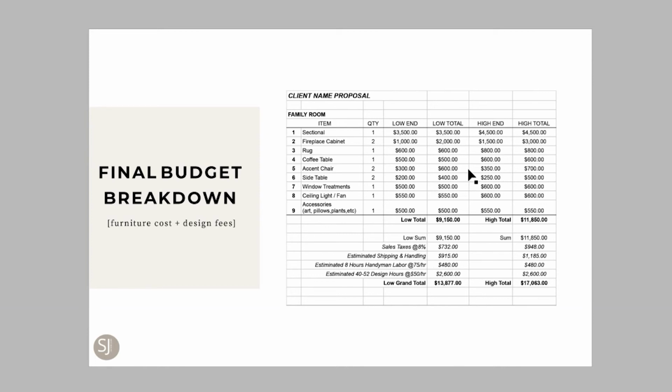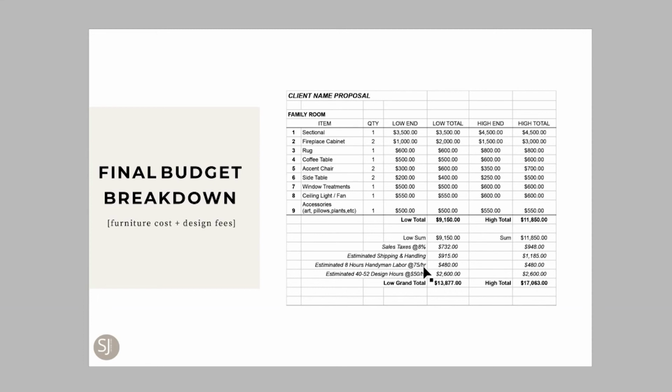I know it took me some time and some research to get some numbers right, and then you have to find out what the sales taxes for the area are, and estimated shipping and handling. I always like to estimate a little bit higher for the shipping and handling because you just never know. Estimated handyman labor at $75 an hour. Again, that can fluctuate depending on where the project is located and how many pieces you anticipate the handyman to assemble.